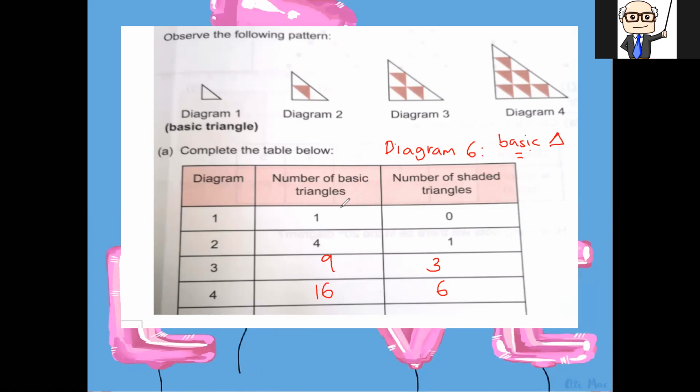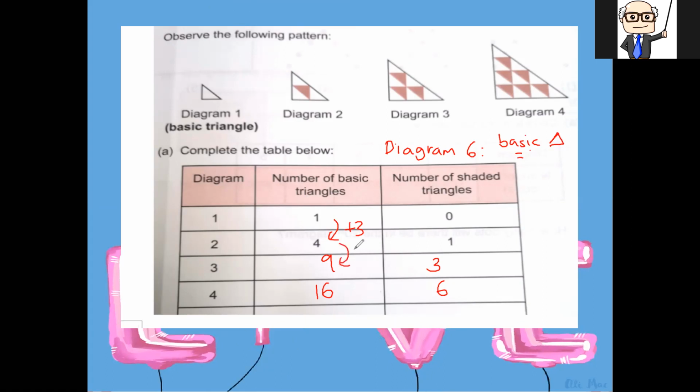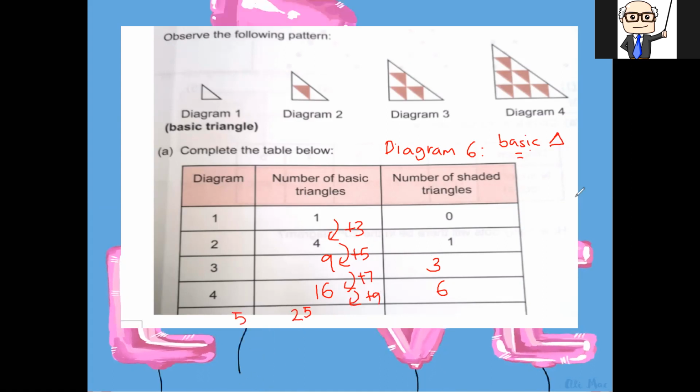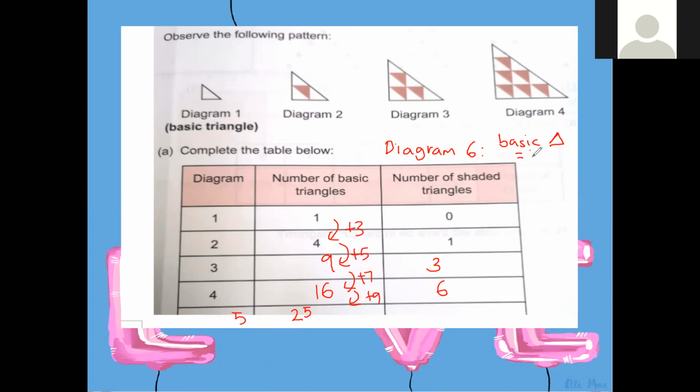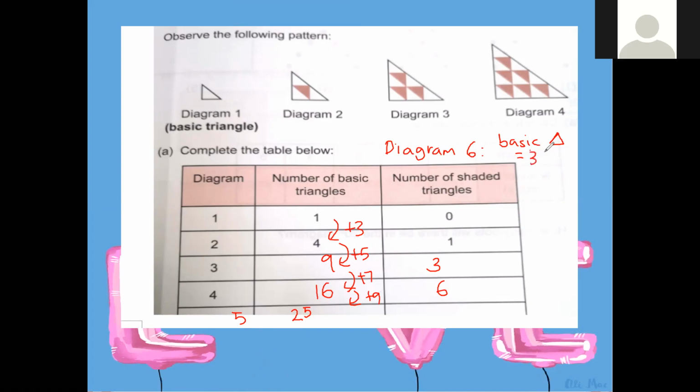So for example, from 1, you have to plus 3 to become 4. Then from 4, you have to plus 5 to become 9. From 9, you have to plus 7 to become 16. So if it was pattern number 5, it would have to plus a 9, right? Which will be 25. But that is for figure number 5. But now I want figure number 6. What's the answer for figure number 6? Plus 11. So what's 25 plus 11? 36. So there will be 36 of these basic triangles.